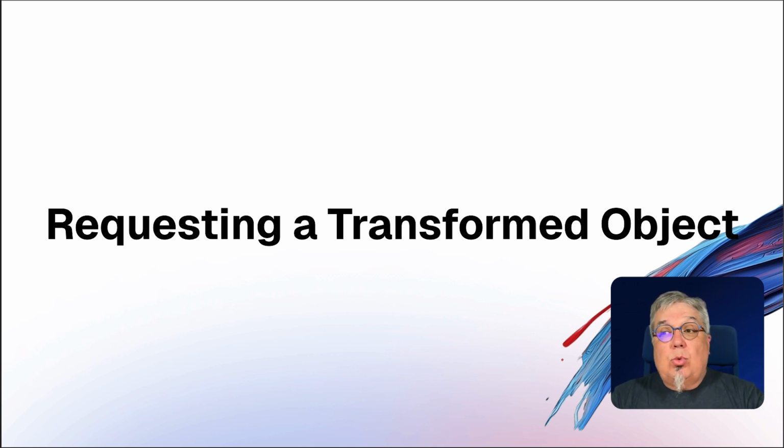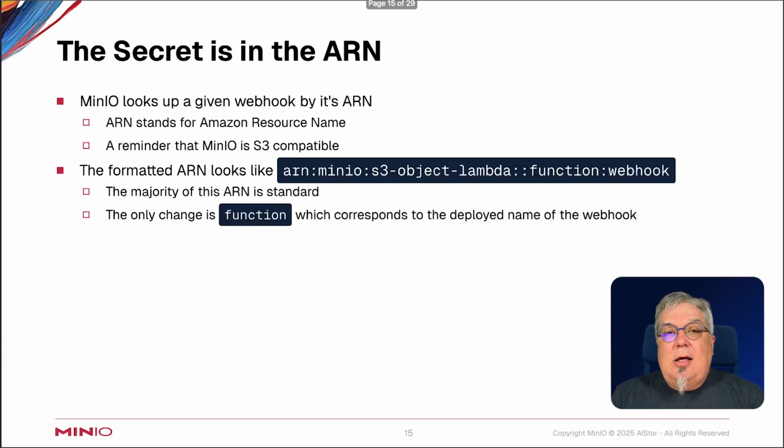When it comes time to request the transformed object, the secret sauce is all in the ARN. Now, an ARN is an Amazon resource name. This is just a quick reminder, MinIO is fully S3 compatible, so we are using this Amazon resource name paradigm to actually call our requests here.